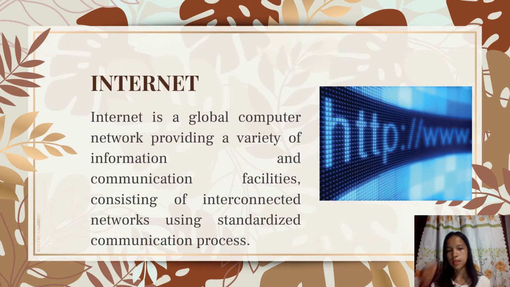And we also have here the word internet. And I know you are very much aware of what internet is and how essential it is in our life today. So internet is a global computer network providing a variety of information and communication facilities consisting of interconnected networks using standardized communication process. So from the word itself, variety of information and communication, it is not questionable kay ba man ta through internet we can gain or acquire a lot of informations, and it is through internet also that we are able to communicate with our loved ones, most especially those who are far from us.